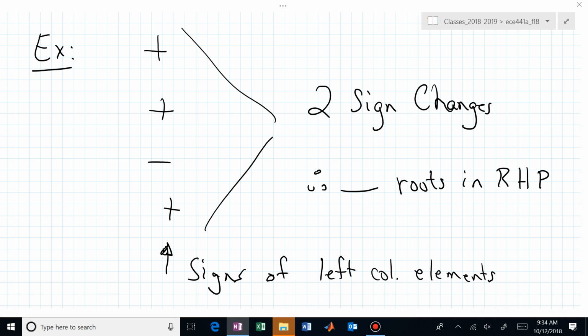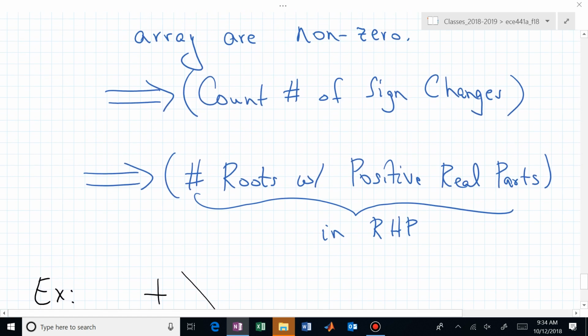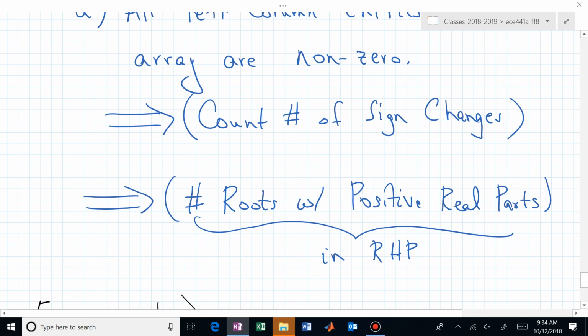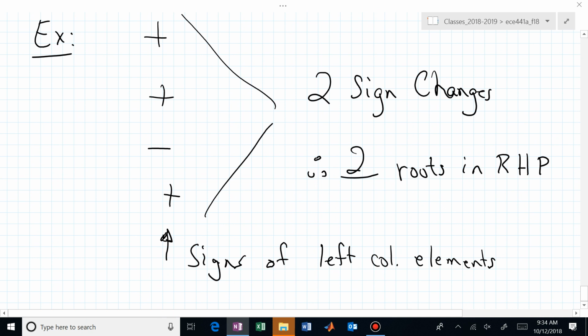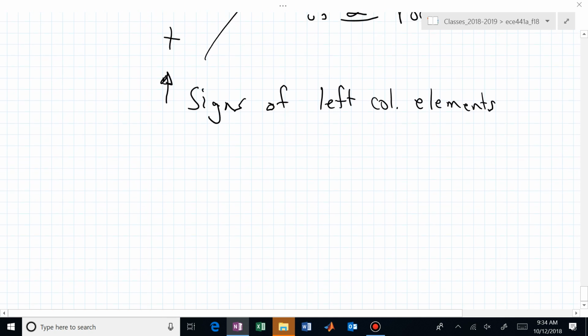If I have two sign changes, how many roots are in the right half plane? Two. It's not rocket science in that particular case, right? All right, so that's case A.